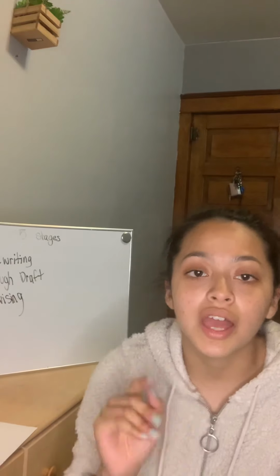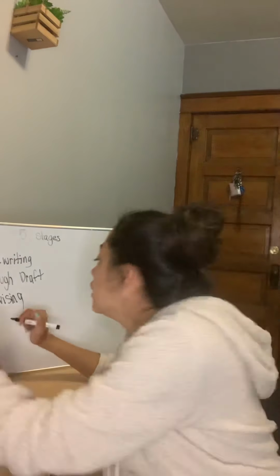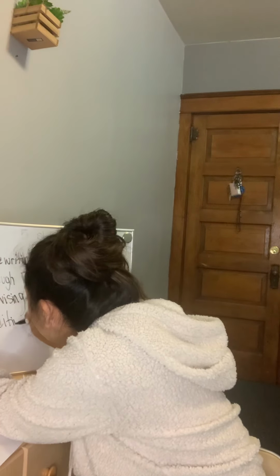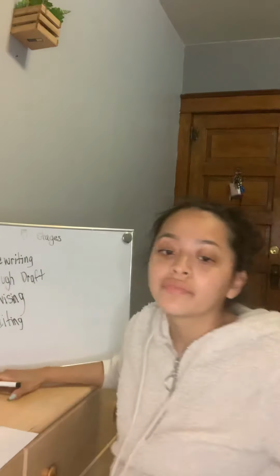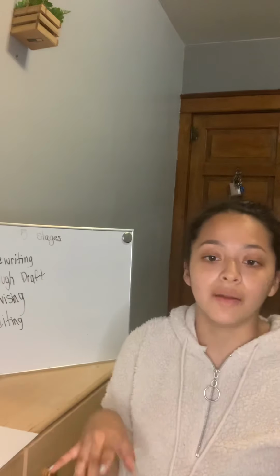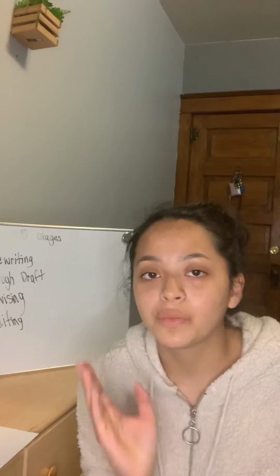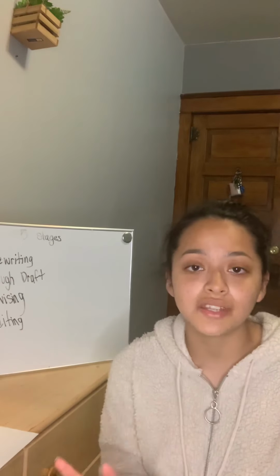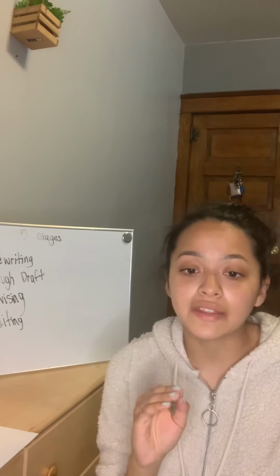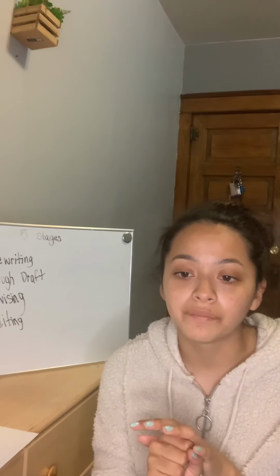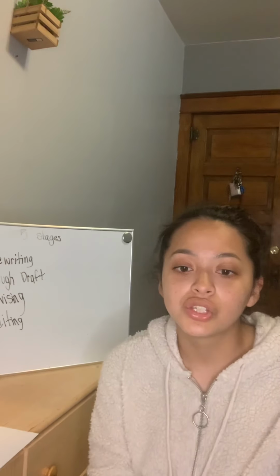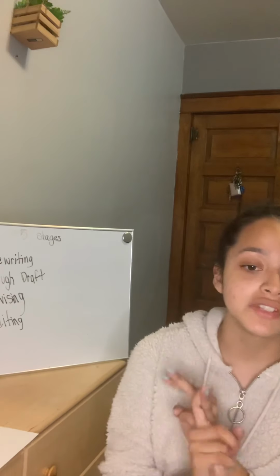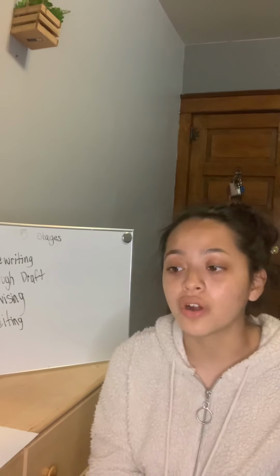And then the fourth stage is editing. Editing is after you're happy with what your piece says, so after you revised and you know that this is the piece that you want, this is where you're ready to edit. This is where you correct the grammar, punctuation, form and sentence structure of your work.